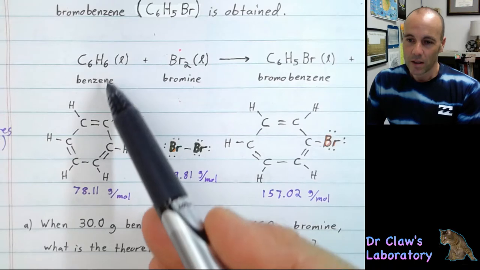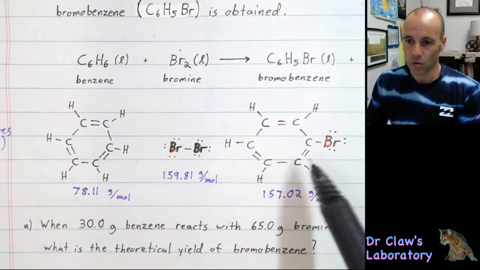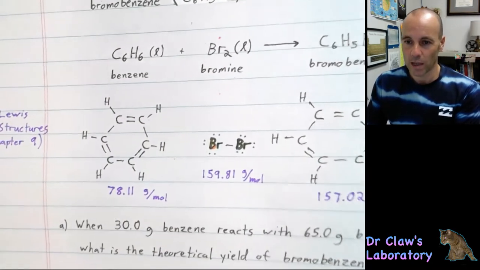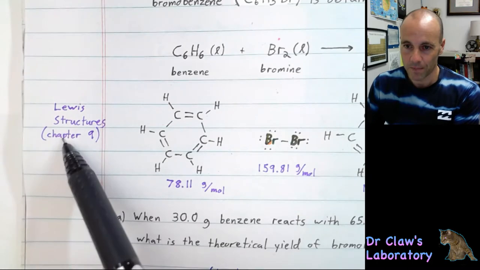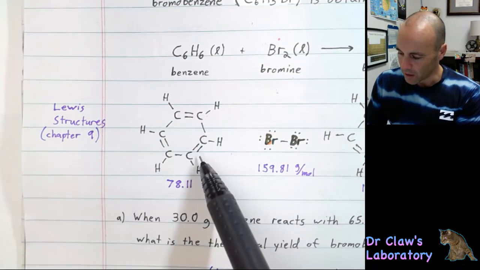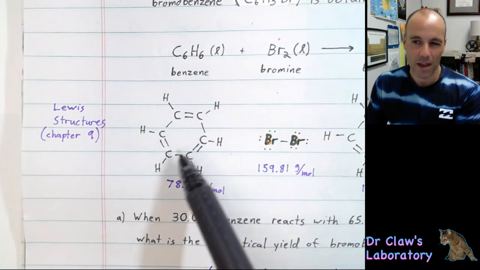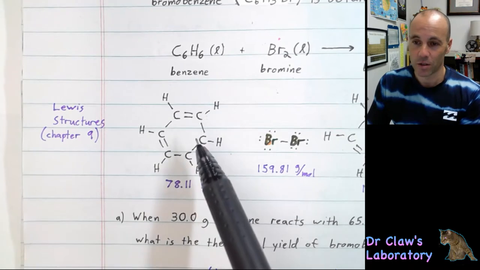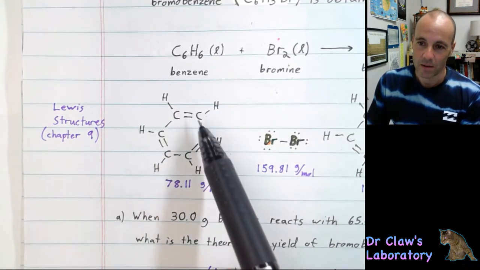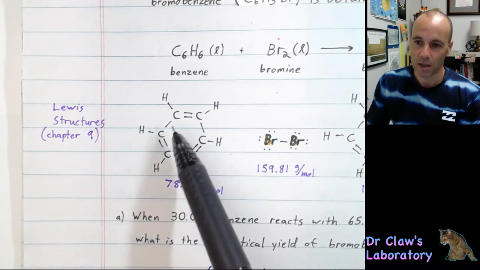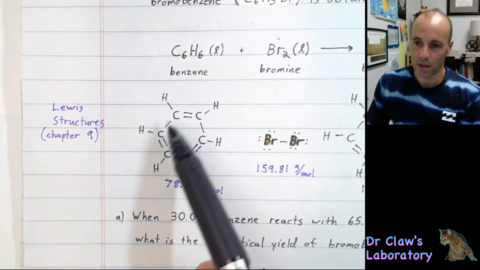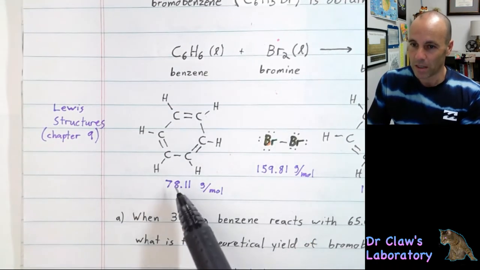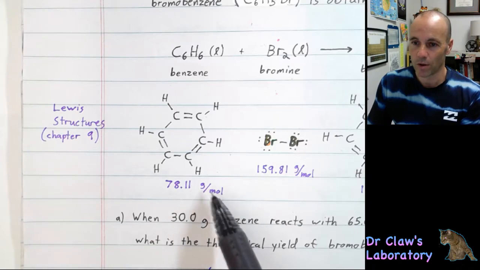Now, I've drawn the molecular Lewis structures for each of these compounds. This is something we'll get to in chapter 9, but it's kind of cool to see what molecules look like, how the atoms are attached. That's what Lewis structures are. They show you which atoms are attached to which. So there are 6 carbons attached together in a ring with single and double bonds alternating around the ring, and each carbon is also single bonded to a hydrogen. Now the molar mass of benzene is 78.11 grams per mole.